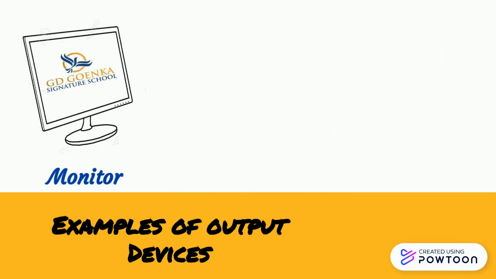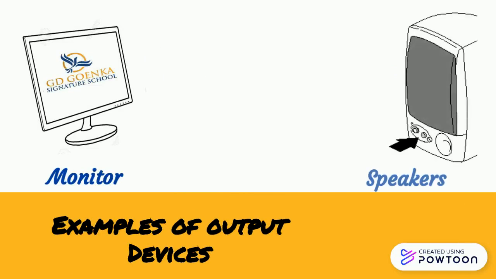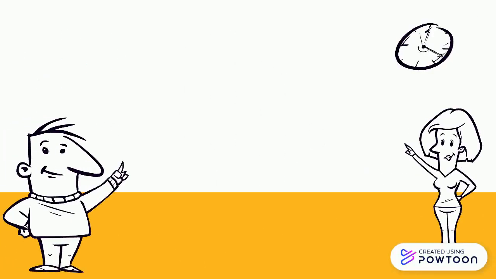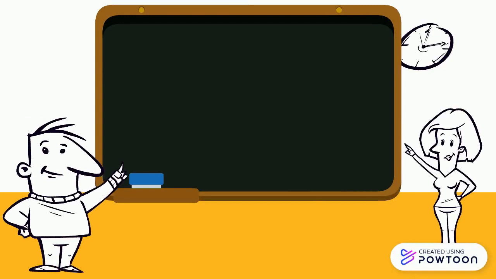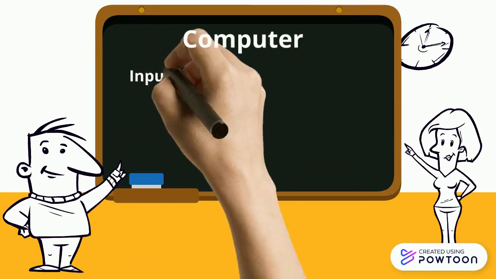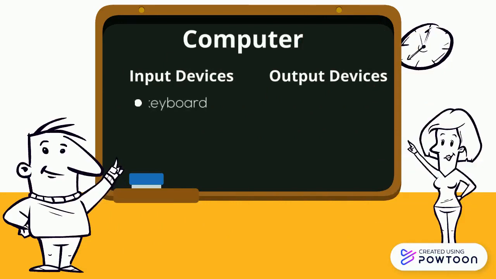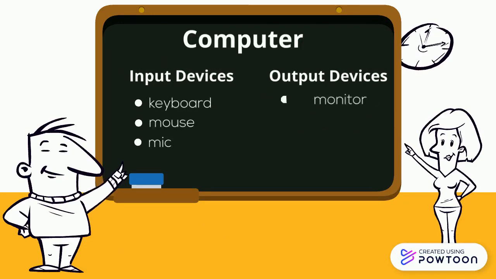Let's look at some of the examples of output devices. We have the monitors for visuals, speakers for audio, and printers for hard copy output. Time for a quick recap. So we learned that the computer has an input device and output device. The input can be given through the keyboard, mouse, or a mic, whereas the output will be received through a monitor, speaker, or a printer.